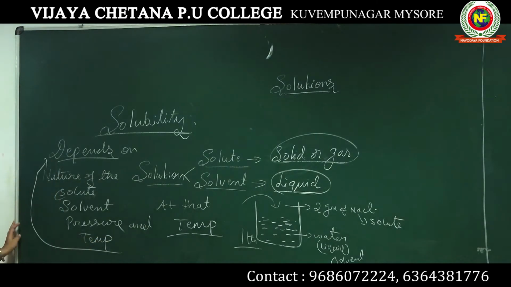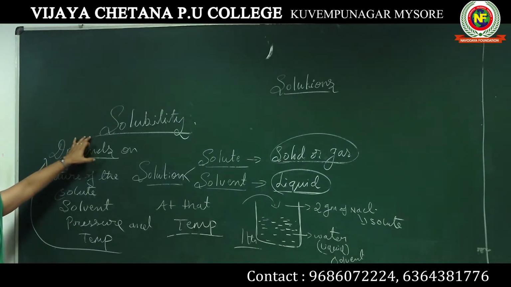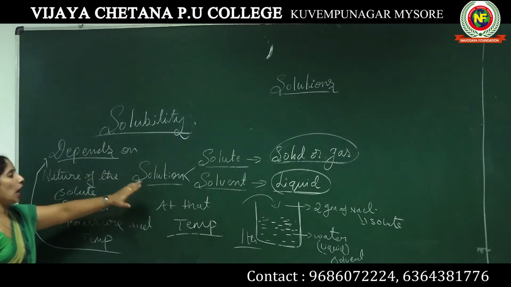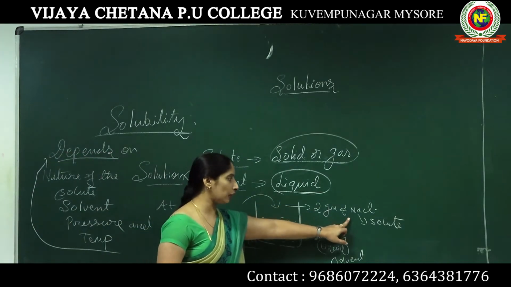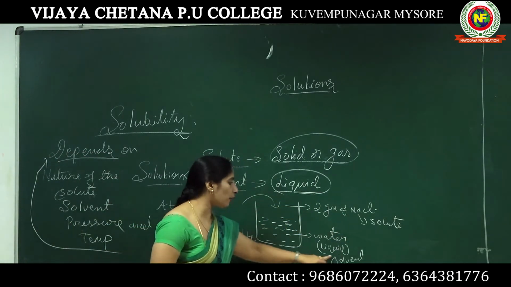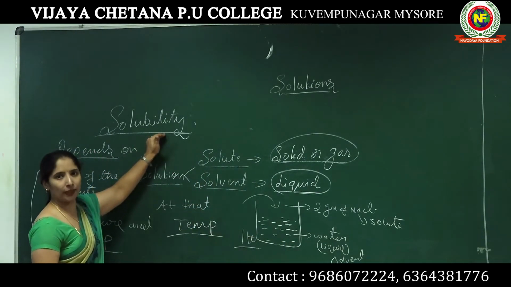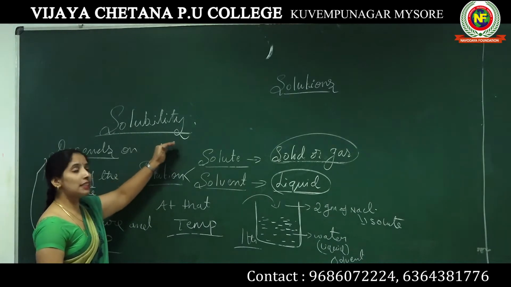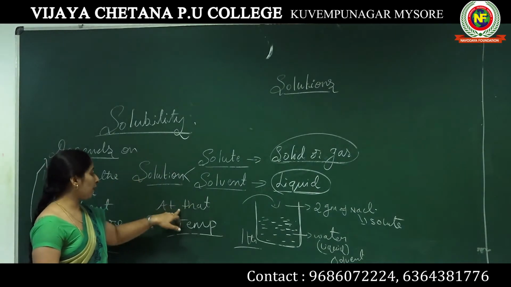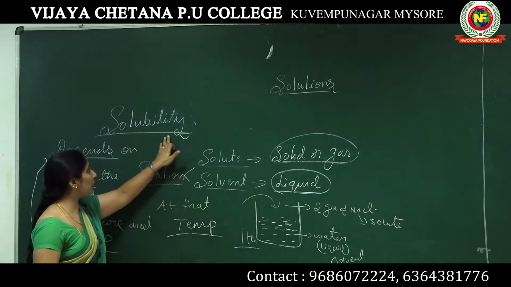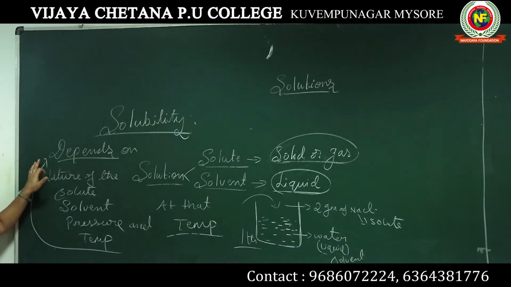So these are all the factors for solubility. The solubility is nothing but the maximum amount of a solute that dissolves in a specified amount of the solvent at that temperature; we call that solubility. So on what basis does it depend? Yes, that is very important. It depends on the nature of the solute, the nature of the solvent, the pressure and the temperature.